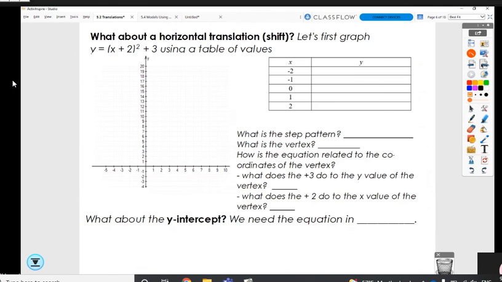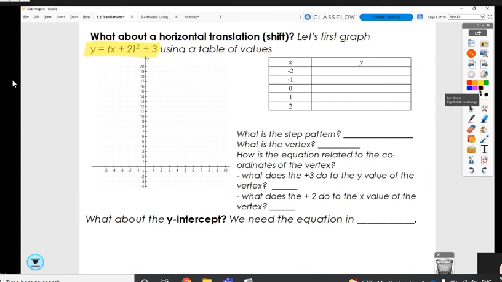Okay, now, look at this one. What about the horizontal shift? Like, we know the vertical shift up and down. We know the a value, yeah? What about moving left and right? Can that even happen? Well, let's first graph this right here. y equals (x plus 2) squared plus 3, using a table of values.